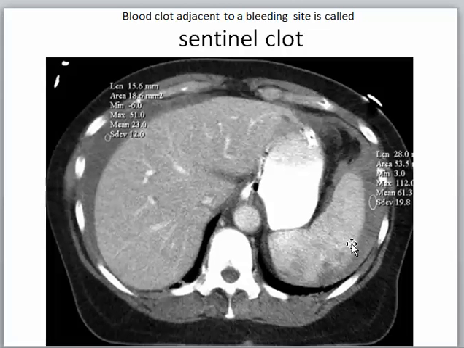This is what we call sentinel clot. It is the blood clot adjacent to the bleeding site. So the blood clot adjacent to the bleeding site is called sentinel clot. If you find the density is higher on one side, that means bleeding is coming from this area. If the reverse, it is from this area. So sentinel clot means blood clot near to the bleeding site.